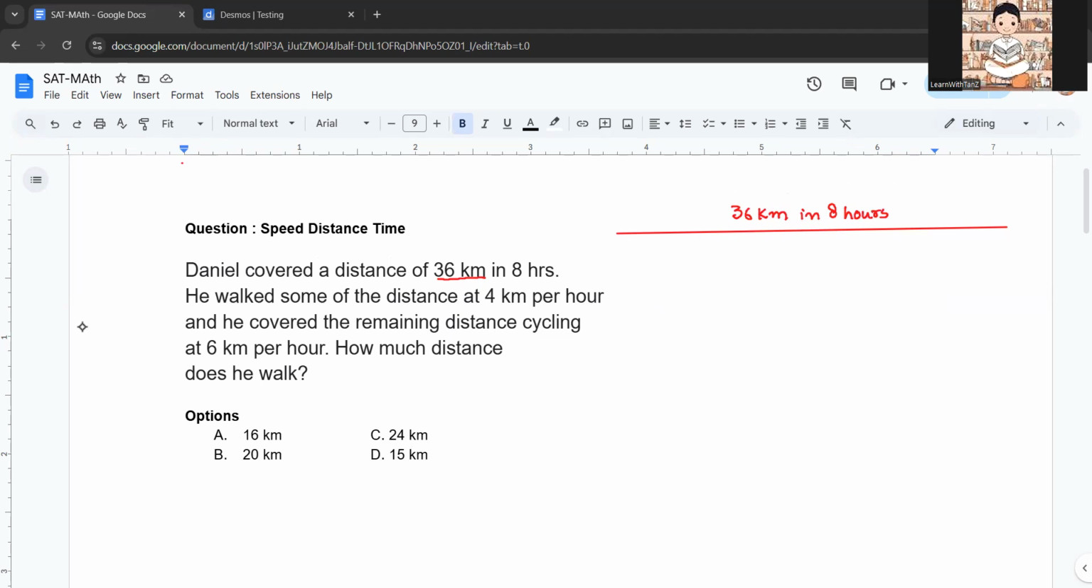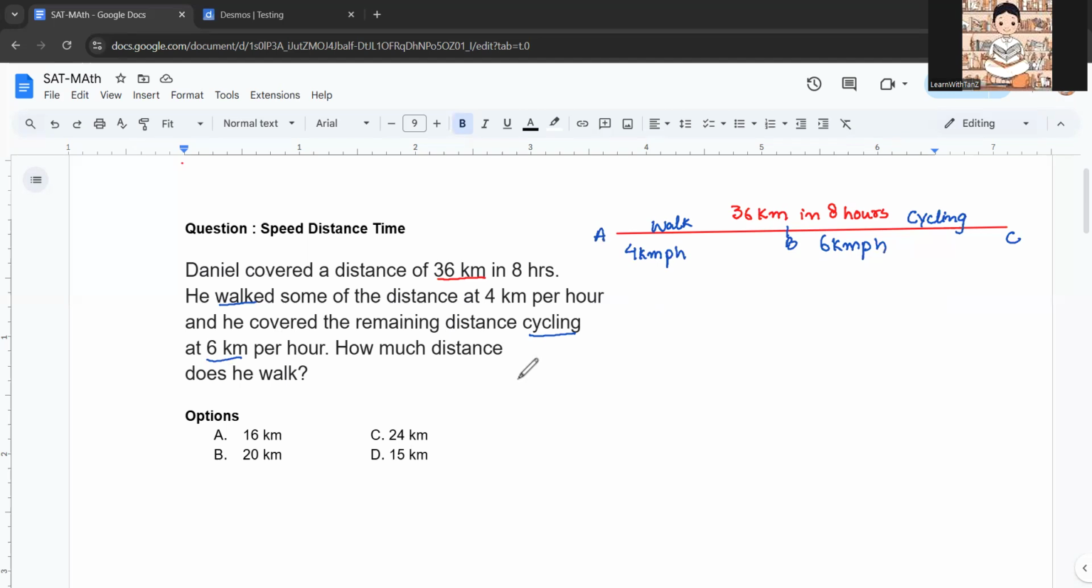And then we are told that he walked and he cycled. So this is him walking and this is him cycling. Let's say this is point A, point B, and point C. So A to B he is walking, B to C he is cycling. Okay. Now, what else are we given? We are given the speeds: he was walking at the rate of 4 kilometers per hour and he was cycling at the rate of 6 kilometers per hour.